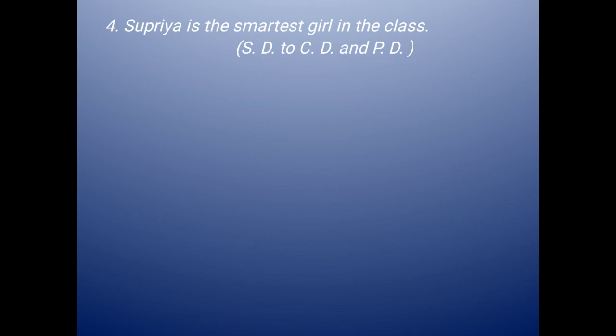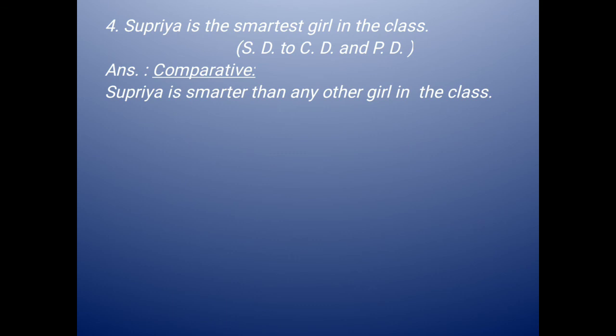Start as it is. So you should know three forms of the adjective: positive form, comparative form, right? And already we have the superlative form. So smart, smarter, and smartest. So in positive degree we need to use smart. In comparative degree we need to use smarter. Okay, so let's see. I'm going to convert this sentence into comparative first. So Supriya is smarter than any other girl in the class. Right? First rule.